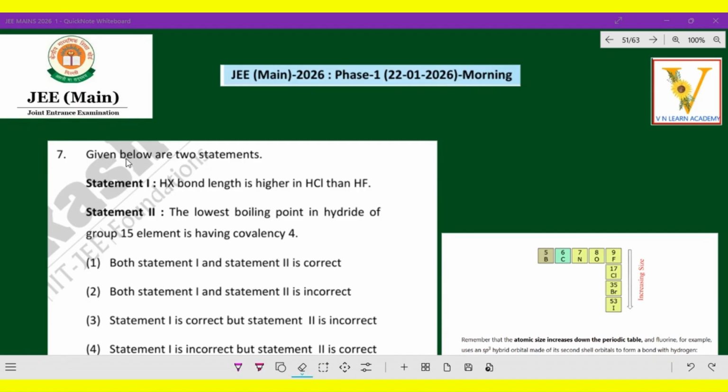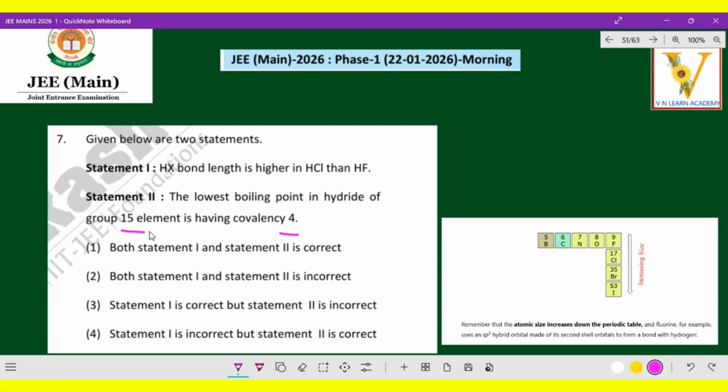Given below are two statements. Statement 1 says HX bond length is higher in HCl than HF. So HCl and HF, it is regarding groups. From top to bottom in the halogen group, that we have to consider. The second statement says the lowest boiling point in hydrides of group 15 elements is having covalency 4. Actually, covalency is 3 only, it is not 4. Okay, come on, let us check.